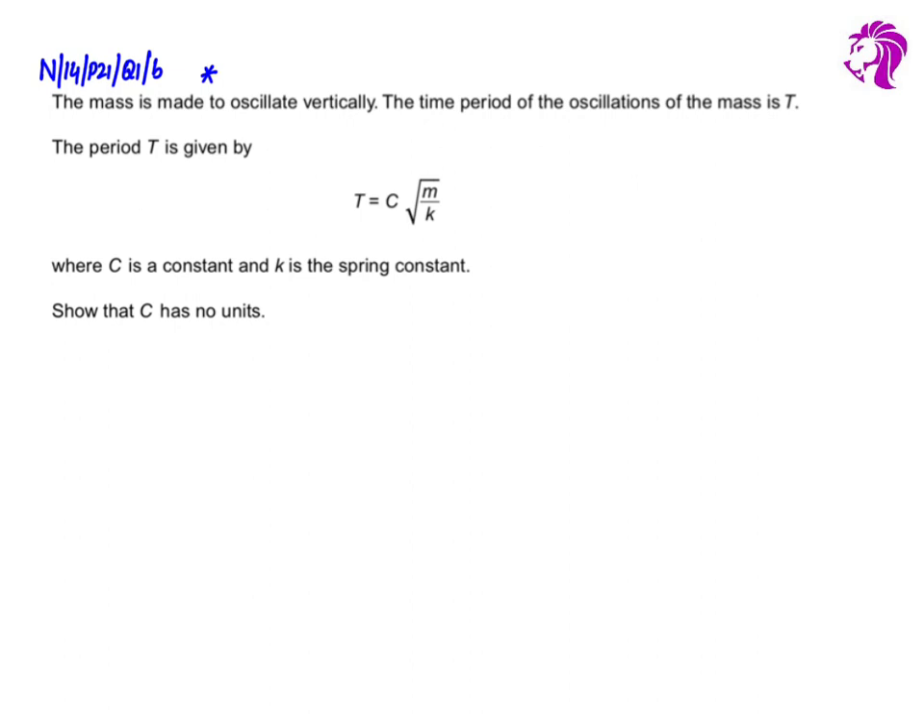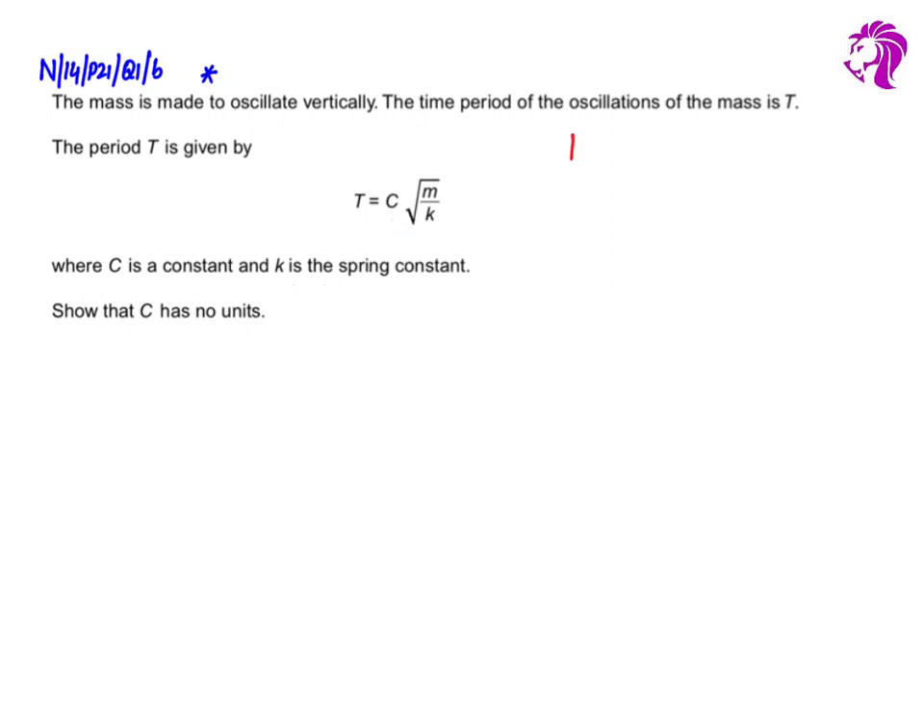Here's the next question from November 2014, paper 21, question 1 B. The question says a mass is made to oscillate vertically. The period T is given by T equals c under root m upon k. c is a constant, k is the spring constant. We need to show that c has no units.